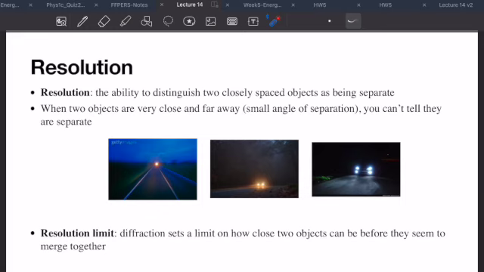So resolution is the ability to distinguish two closely spaced objects as being separate. Let's imagine that you see a car approaching. When the car is close by, you can distinguish between the individual lights of the car. Let's say the car is approaching from further away. You may not be able to distinguish between the top and bottom lights, so the car looks like two lights. Now let's have the car approach from even further away. There's a point where the lights of the car just look like one single spot. So when two objects are very close together and far away, you can't tell that they're separate. And that is our resolution limit eventually.